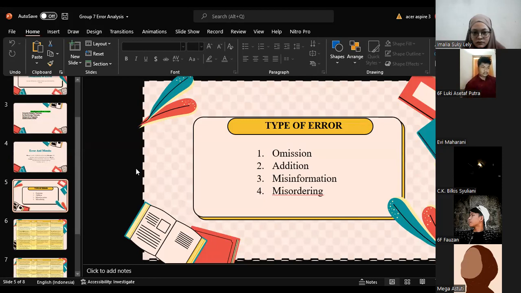Fourth is misordering. These errors are characterized by the incorrect placement of a morpheme or group of morphemes in an utterance. For instance, look at this sentence below. I didn't know why was she said. It should be I didn't know why she was said, because the placement of to be, was, is wrong.